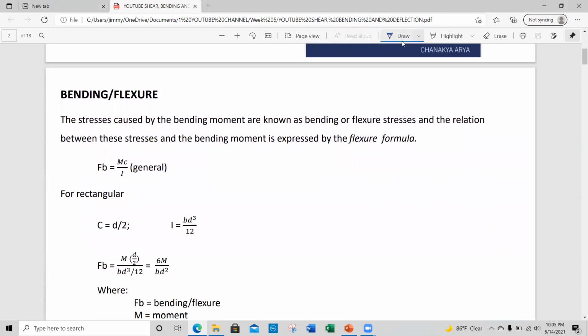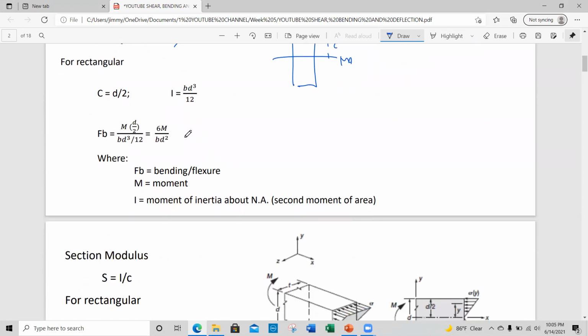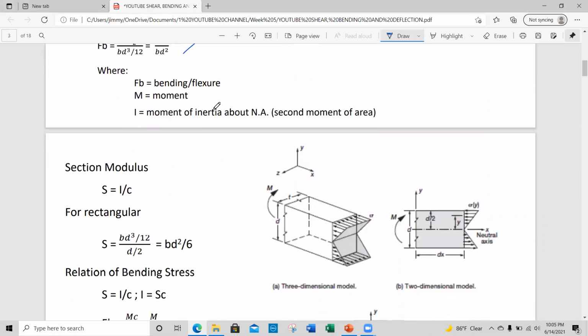So just some sort of brief review about flexural stress. Here we have the general formula, Mc over I, and then the relationship between c, if you have this beam, you have the neutral axis. This is the c that we are taking into consideration, if this is for a rectangular section. And then you can have these values, 6M over bd squared for a rectangular section.